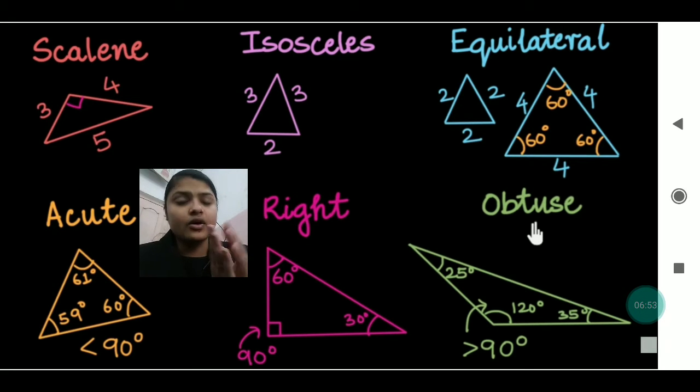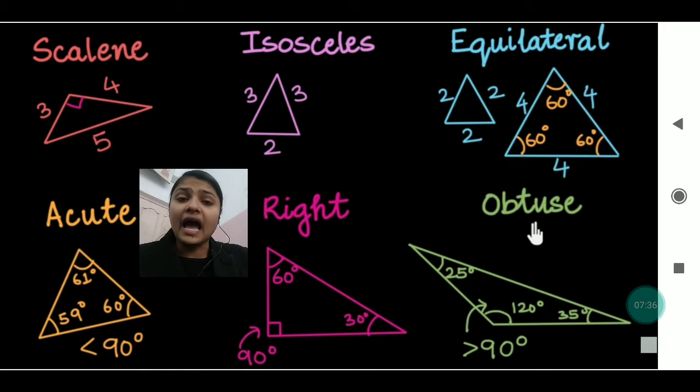I am talking about the sides. A triangle is classified on the basis of angle and on the basis of side both. Right now we are discussing sides. So in a scalene triangle all the sides are unequal. In an isosceles triangle, two sides are exactly the same, and the third one is different. In an equilateral triangle, all three sides are the same.